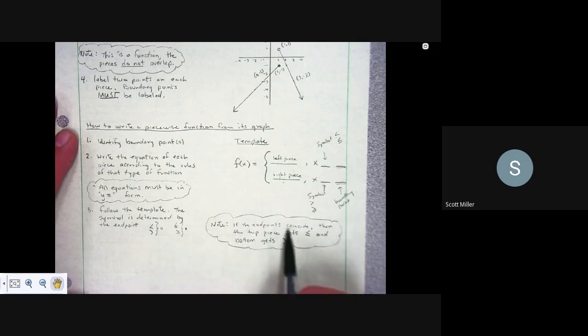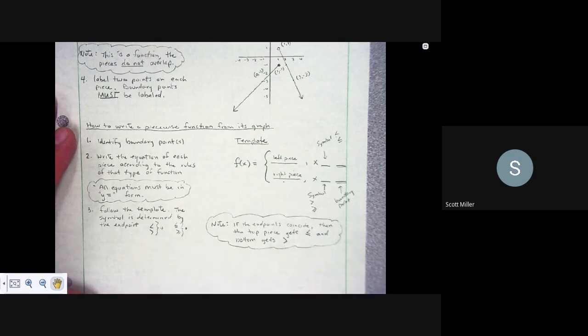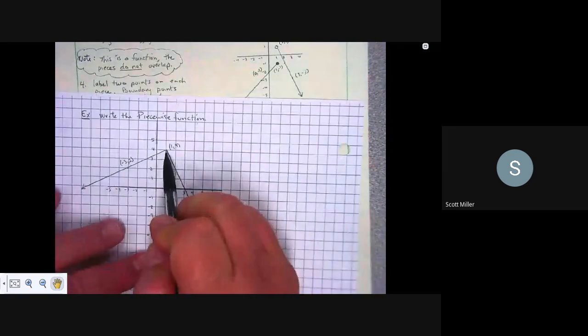The symbol is determined by the endpoint. If it's included, then it gets a dot, and if it's not included, it's a circle, and then you're going to have these symbols associated with that. There is a special note. If the endpoints coincide, that means they overlap. So one is a circle and one is a dot, as in this case right here. See, you can't see which one's the circle or which one's the dot because they are on top of each other. So what happens is you're going to do a simple thing like this. The top piece will get the less than or equal to, and the bottom piece gets the greater than. That's how you're going to take care of that.